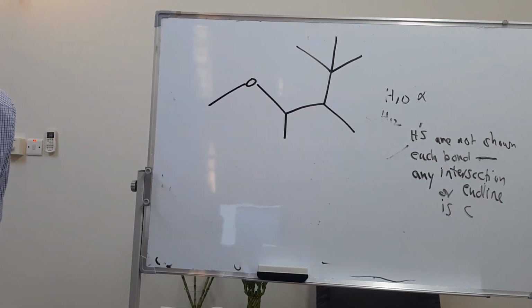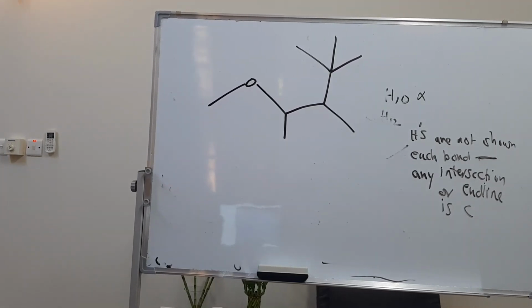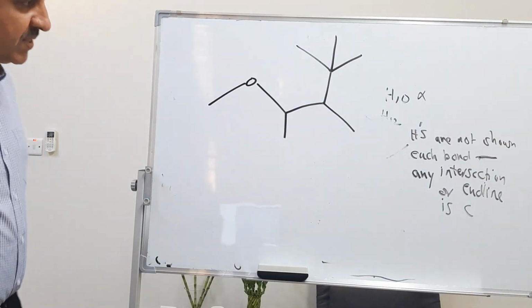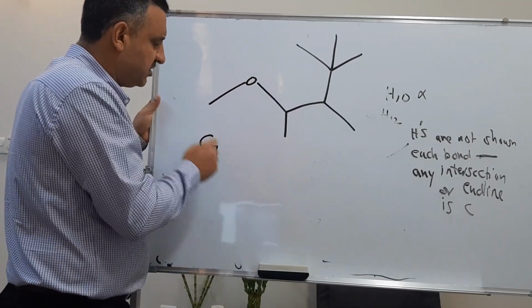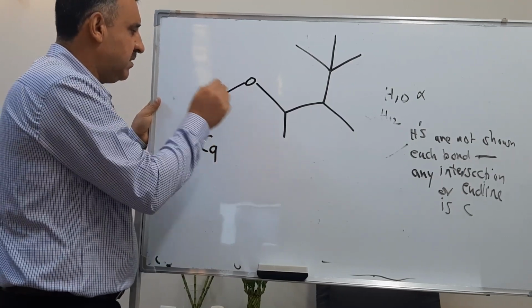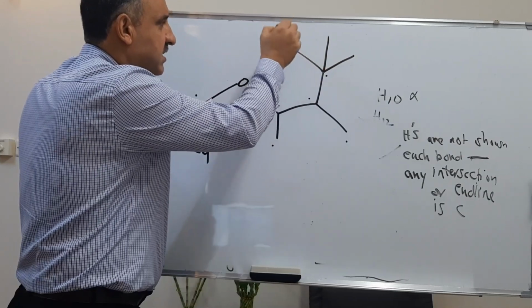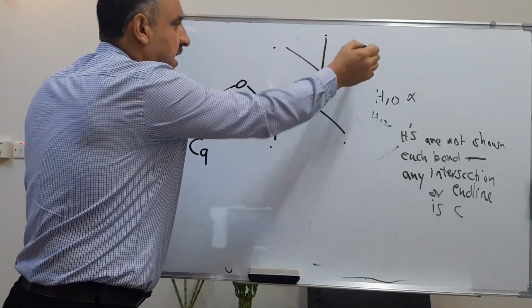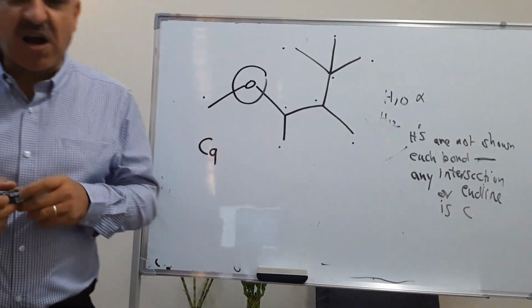Salim, is this C9 or C10? Okay, let's do it together. Now this is C9 actually. Just see the number of carbons. We have 1, 2, 3, 4, 5, 6, 7, 8, 9. Here, at this intersection, we have oxygen.